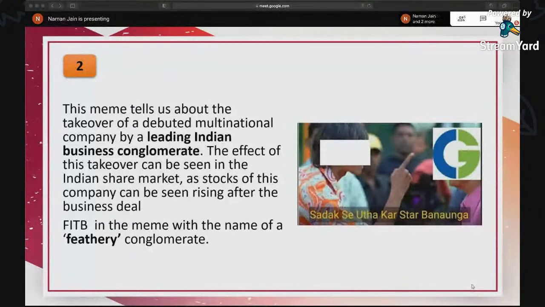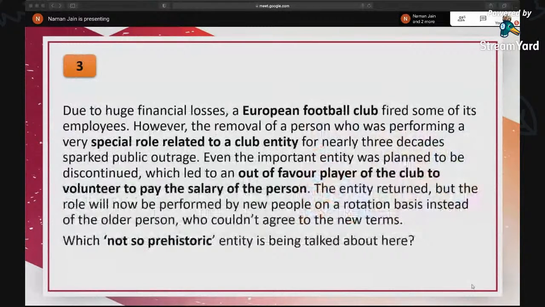Okay, moving to question number 3. Due to huge financial losses, a European football club fires some of its employees. However, the removal of a person who was performing a very special role related to a club entity for nearly 3 decades. So, European football club, special role related to the club entity, out of favor player of the club, who volunteered to pay the salary of the person, made a lot of news.